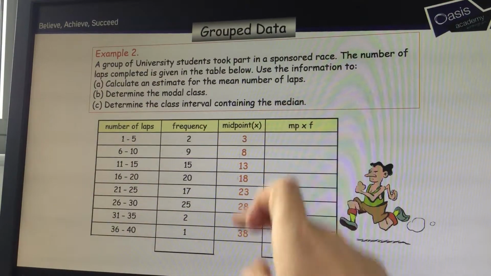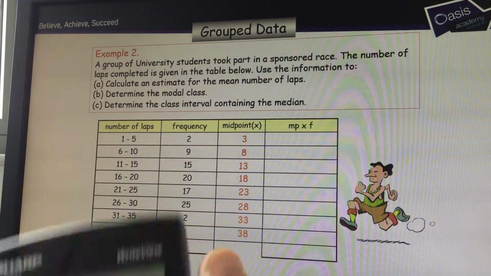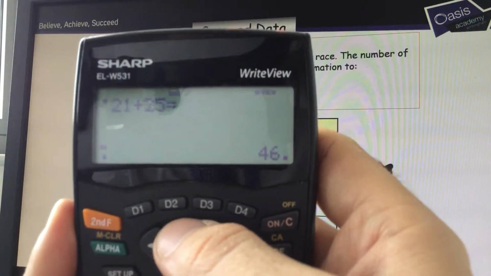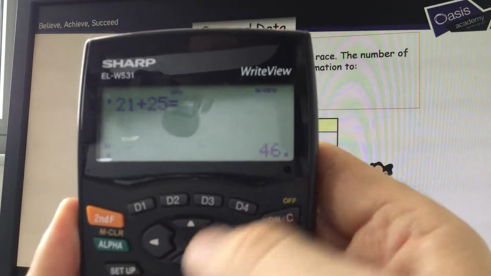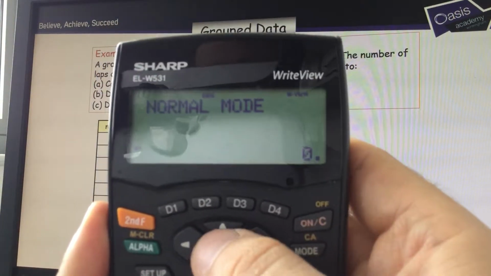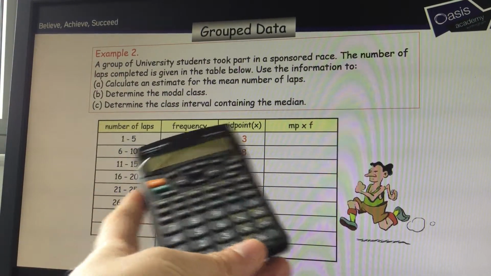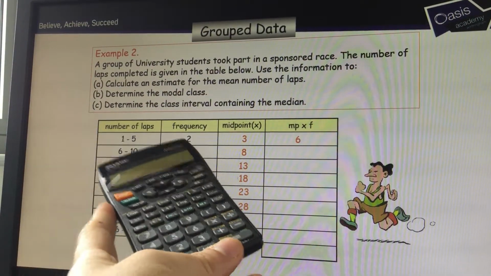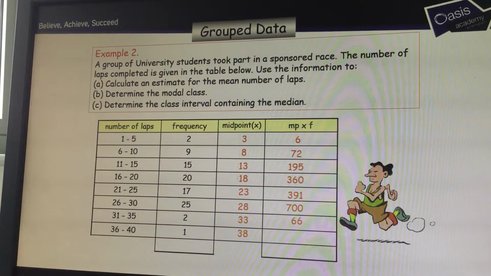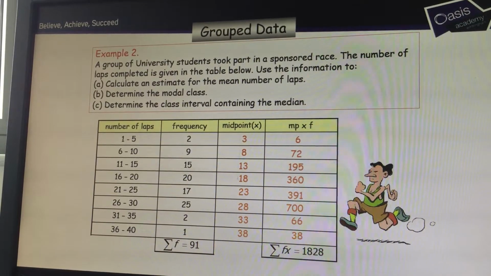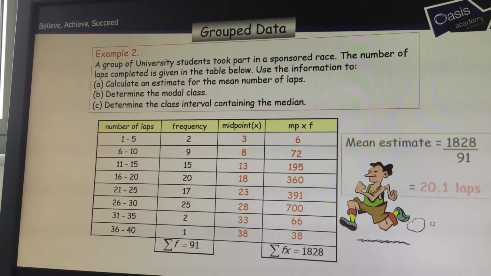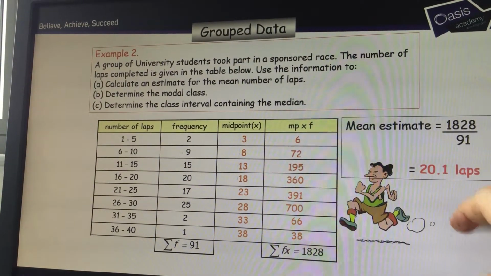So if you have to find the midpoint and it's all dodgy decimals or something, add the two numbers together, get your answer, then divide it by 2. Make sure you're doing that order. And then you literally multiply these out. So 2 times 3, 9 times 8, and you do it all the way down. And then you get the grand totals and you add and divide. So we've added these and we've divided.